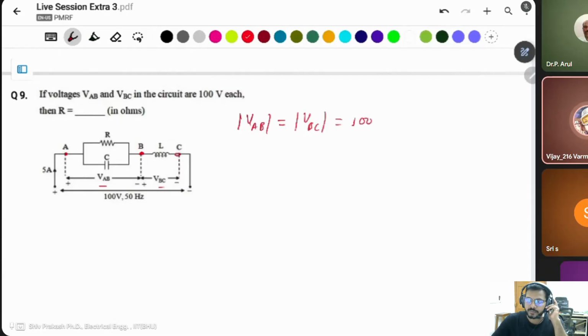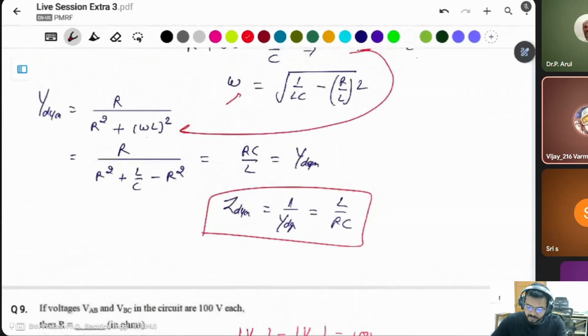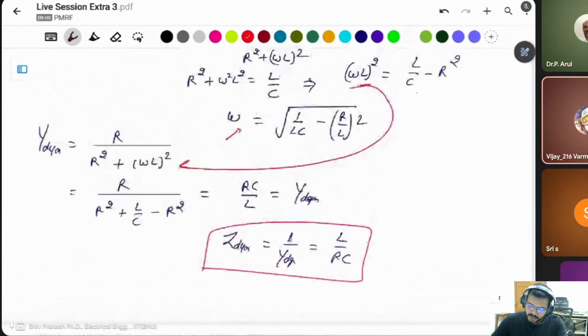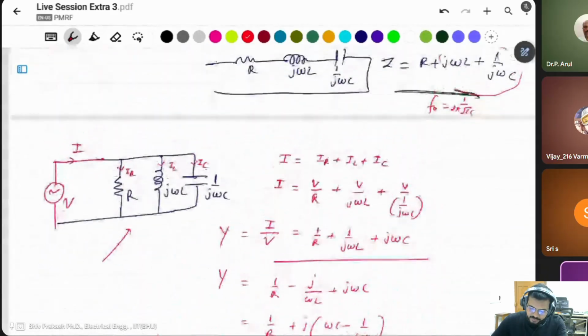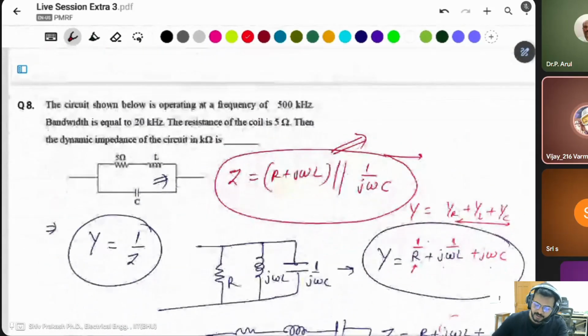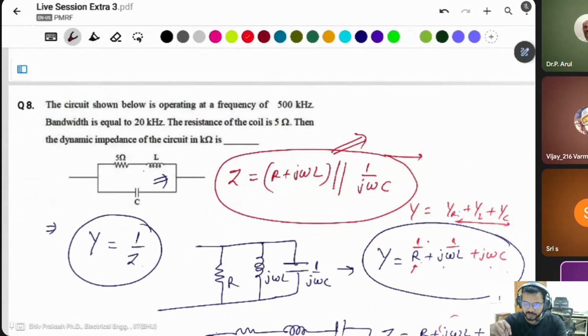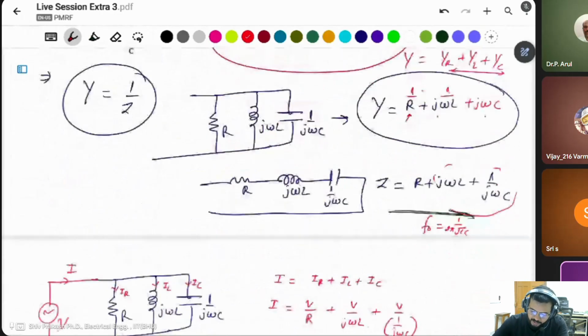Sir, in the previous question they asked for the dynamic impedance value. Yes, there is a value to find. The C value is not given, so you have to find L and C also. But in the previous class I solved the value also, that's why I left this one question. But if you want, I can solve.